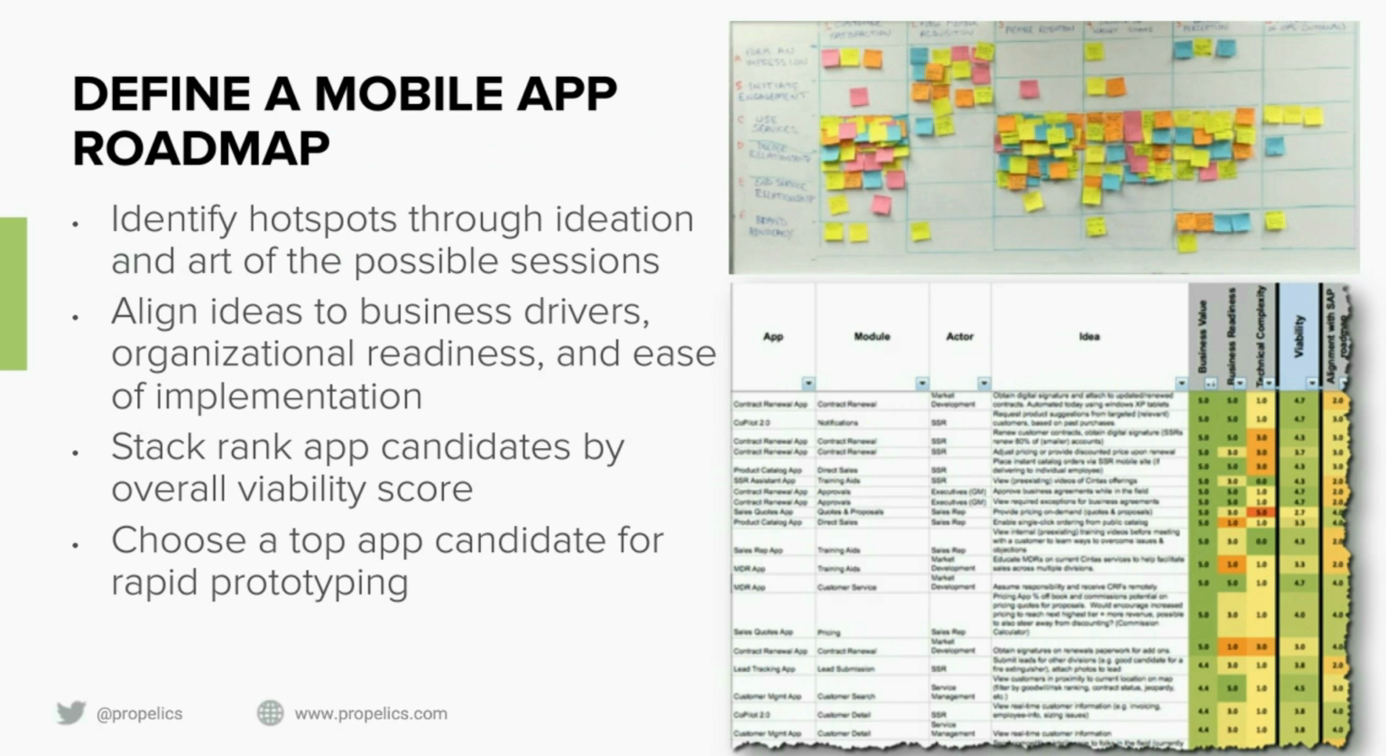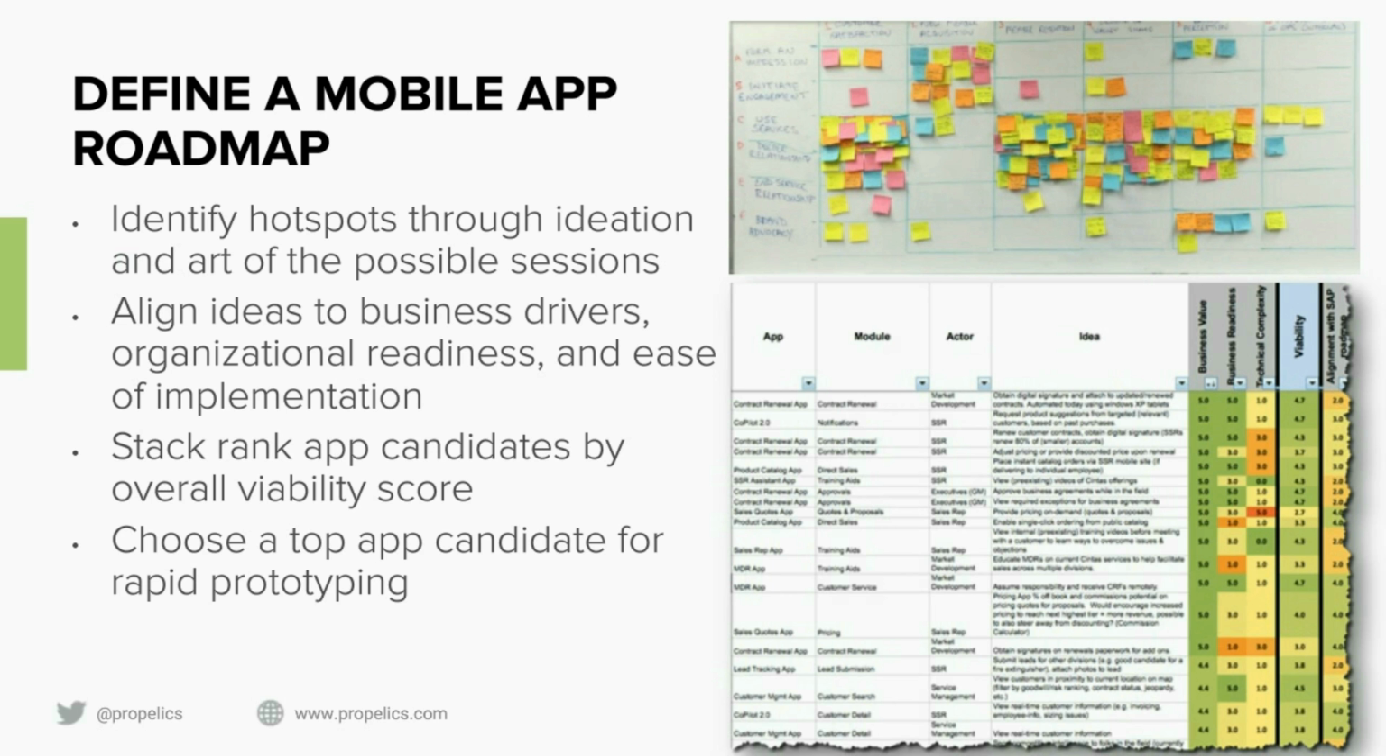You may think that one app is going to solve everything, but what we have seen is since organizations are complex structures, you may need more than one app to solve one issue. You may need an app for the managers to approve some sales quotes, and the sales app, which is totally different, focused on the sales process. So you don't have to integrate both into one app. We define a mobile app roadmap by identifying hotspots through ideation.